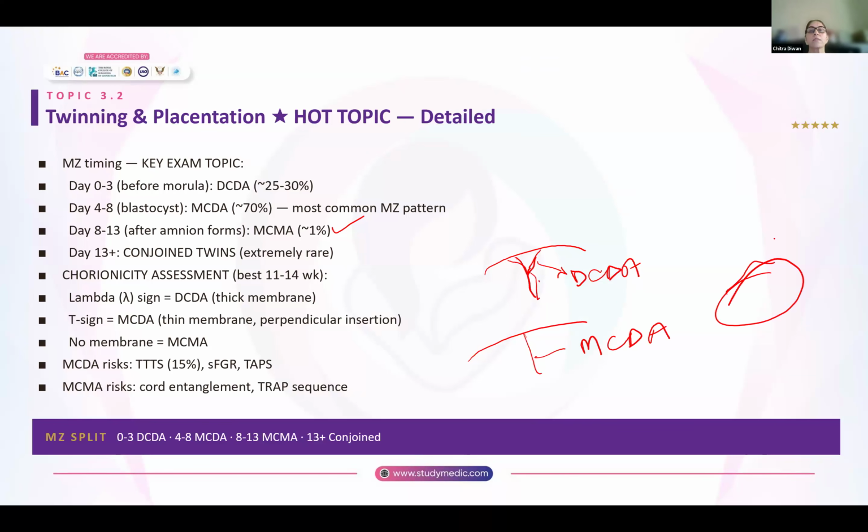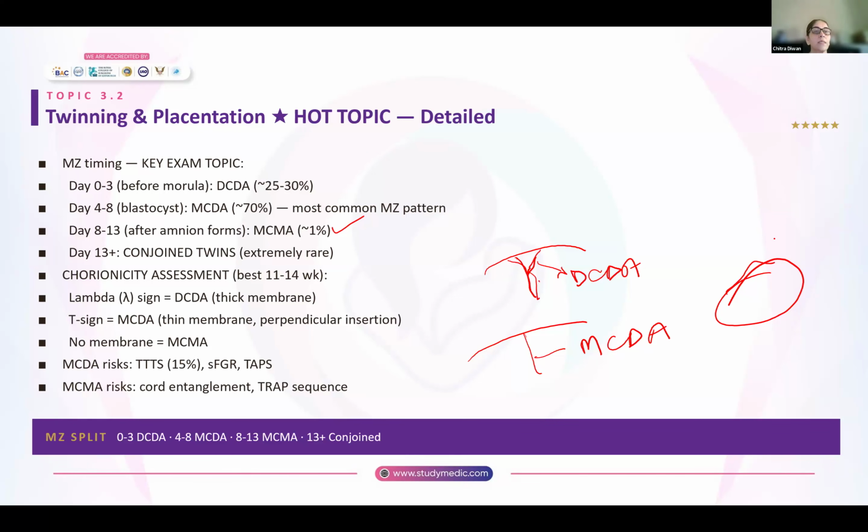Now for MCDA twins, the risk is very high. You get TTTS, that means twin-to-twin transfusion syndrome, in about 15% of these MCDA twins. There is selective fetal growth restriction, that means one fetus shows fetal growth restriction. And then you can get TAPS, that is twin anemia polycythemia sequence. It is a sequela of treatment of TTTS, so anemia and polycythemia are seen, like one twin is anemic and the other twin develops polycythemia. It is because it's a consequence of treatment of TTTS.